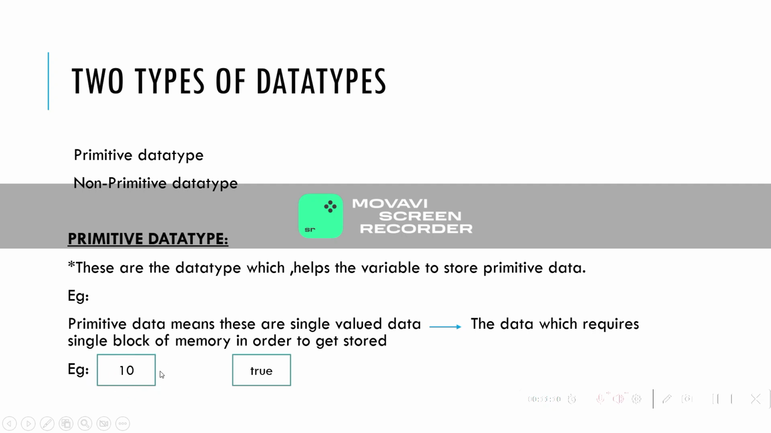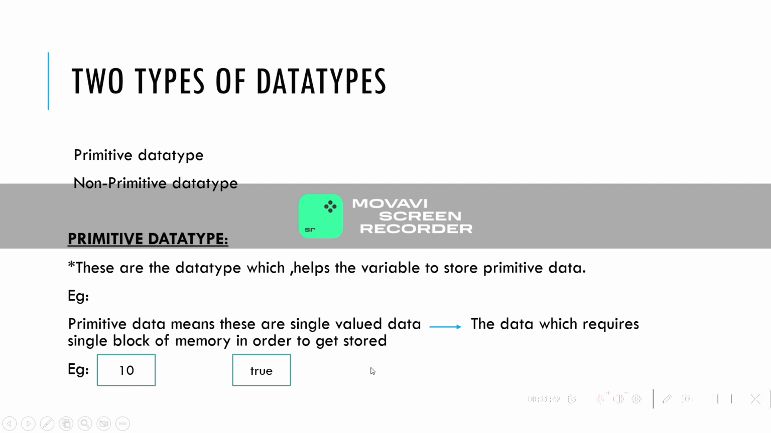See here, this is only a single block, this is also a single block. So for 10, it requires only one block of memory to get stored. And this true is a single value, which also requires one block of memory. So this is nothing but primitive data. Primitive data means single value data, which requires a single block of memory in order to get stored. Another block is not required.